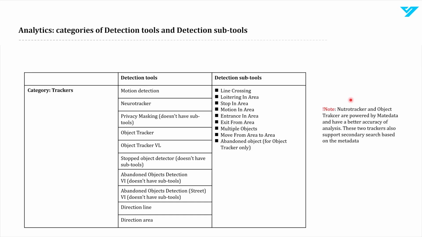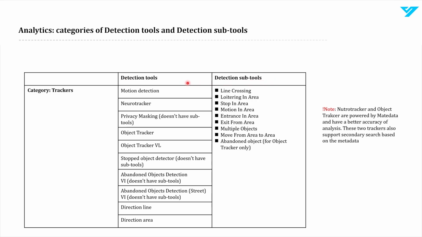As you know, Lumi Center is a very intelligent and powerful VMS. Therefore, it supports all kinds of algorithms with all kinds of detection tools. These detection tools are divided into several categories. The first category is the most classic, trackers. So with the trackers, you can realize some most basic VMS features, including line crossing, motion in area, and so on.